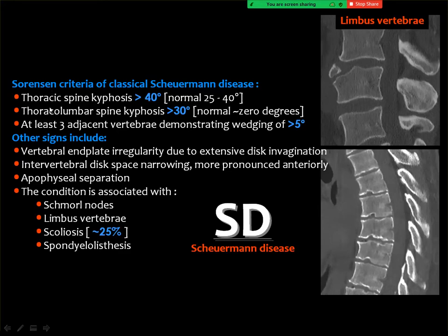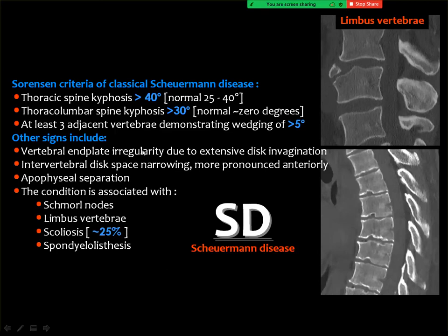Number one, thoracic kyphosis with an angle more than 40 degrees. I will show how to measure this angle. Thoracolumbar kyphosis more than 30 degrees. At least three adjacent vertebrae demonstrating wedging more than 5 degrees.